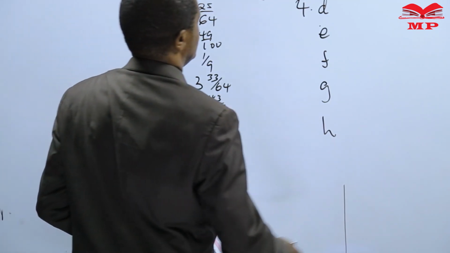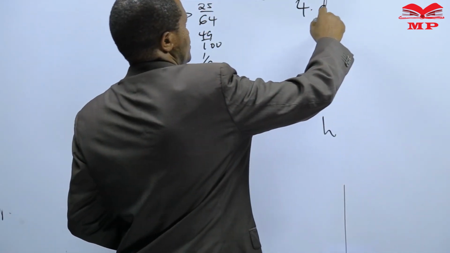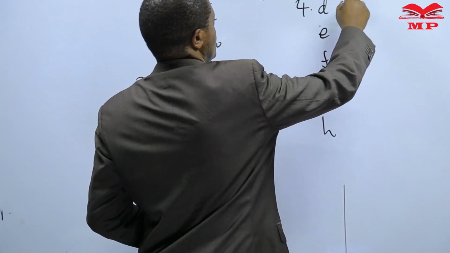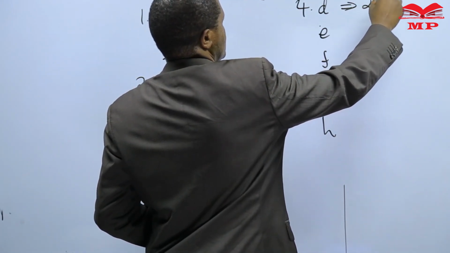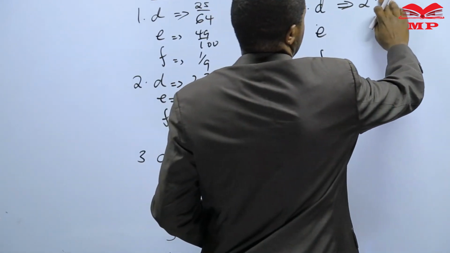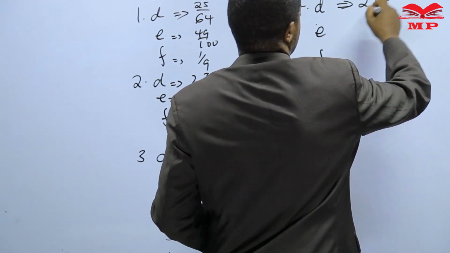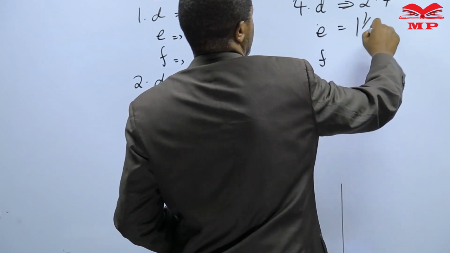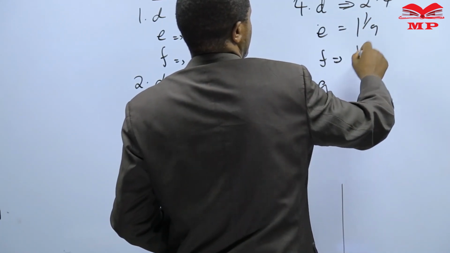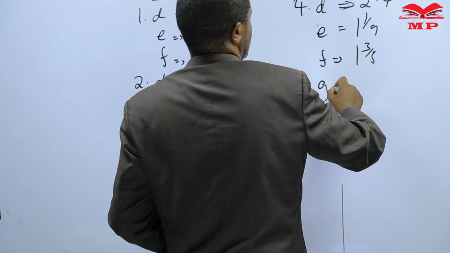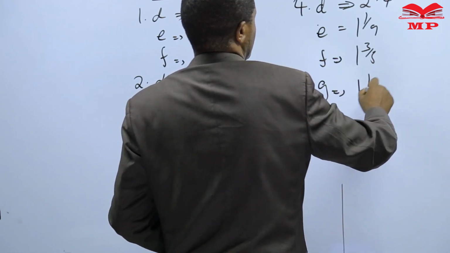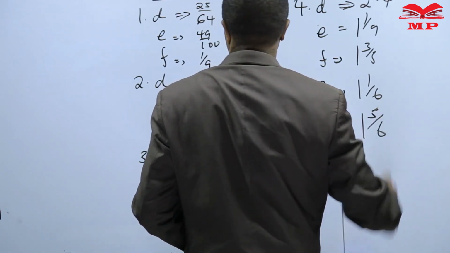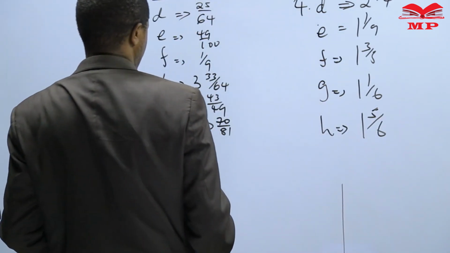Then answer for question 4D is 2¼. Answer for E is 1/9. Answer for F is 1/3/5/6, 1/5/6.